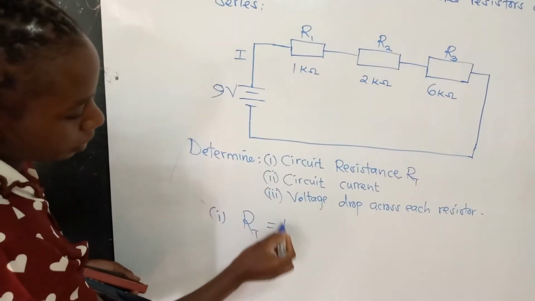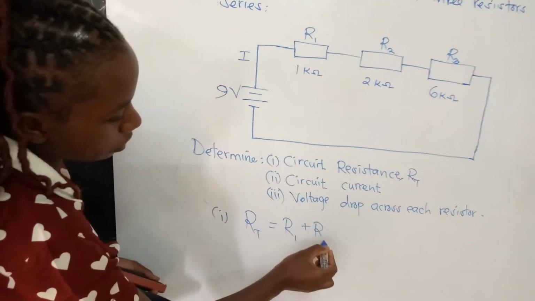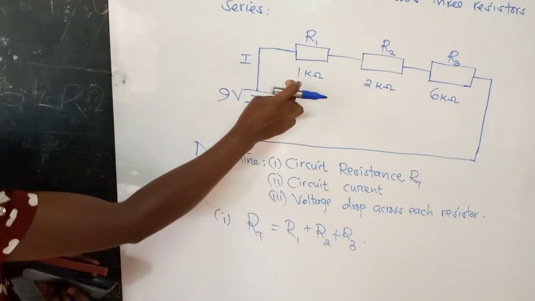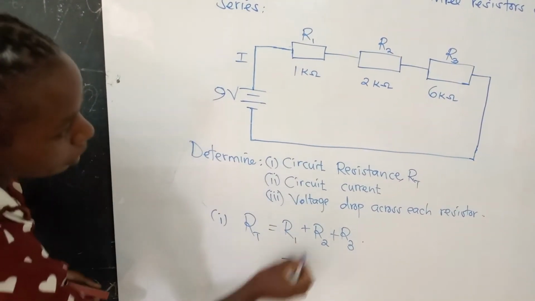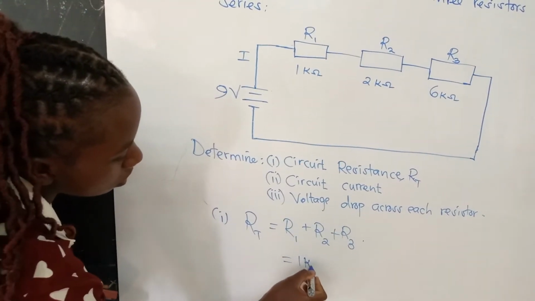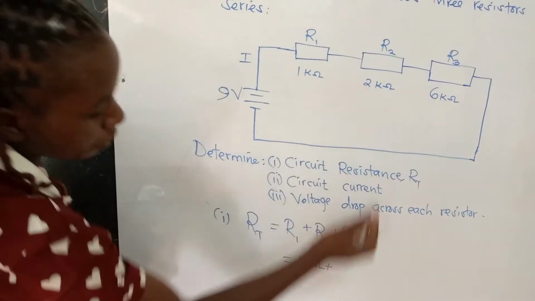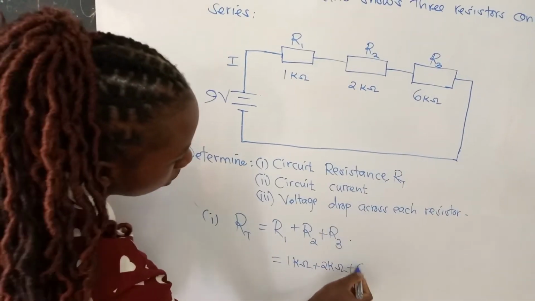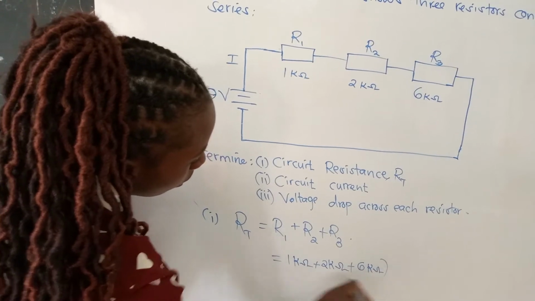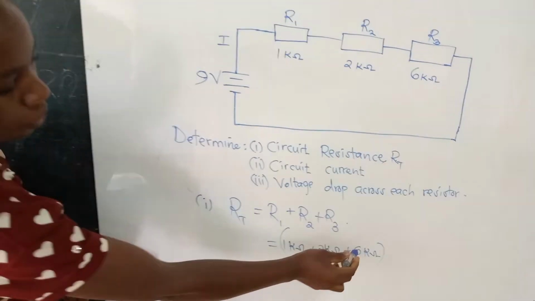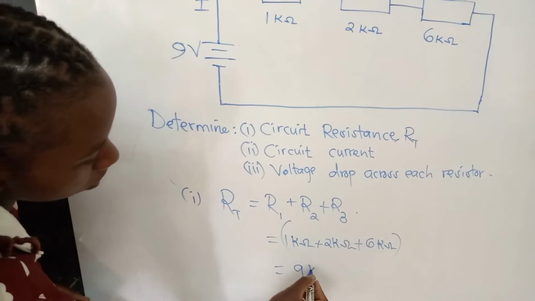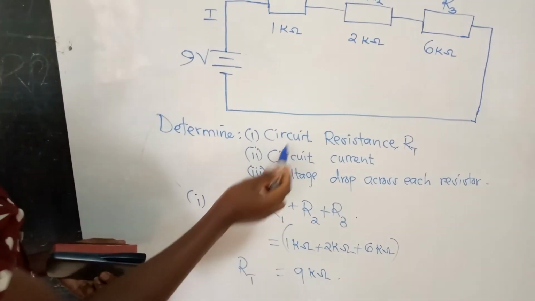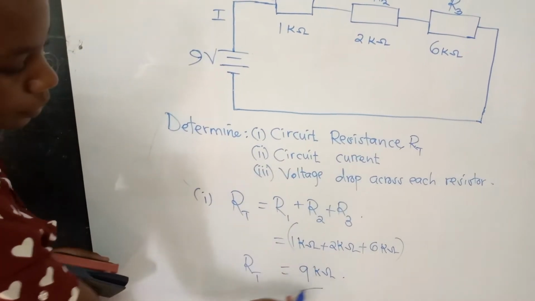Now we have R1 plus R2 plus R3. I'm now going to substitute the values we have. Our R1 is 1 kilo ohms plus our R2 is 2 kilo ohms and our R3 is 6 kilo ohms. The total now we are going to have is 9 kilo ohms. This is now the total resistance or the circuit resistance.